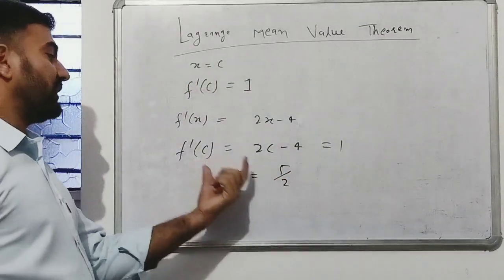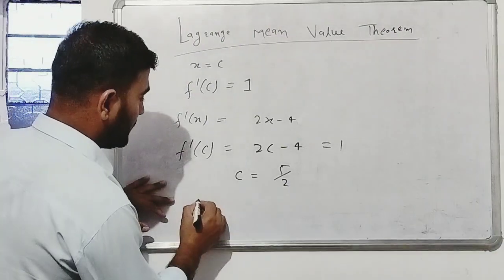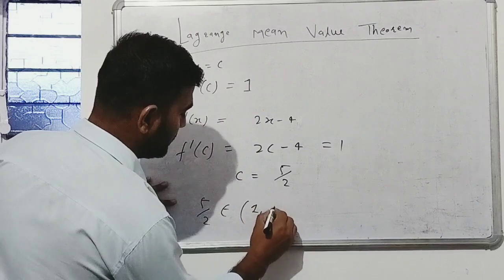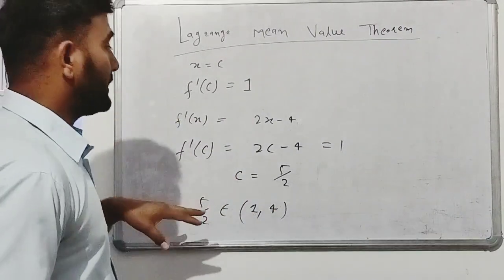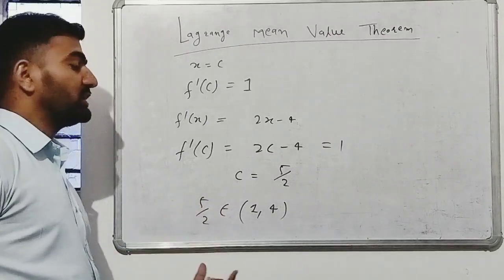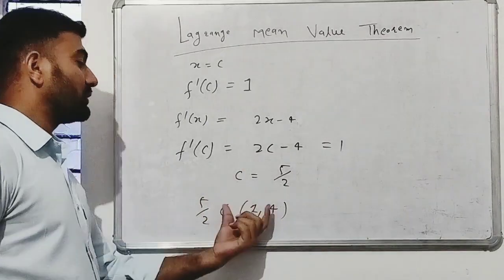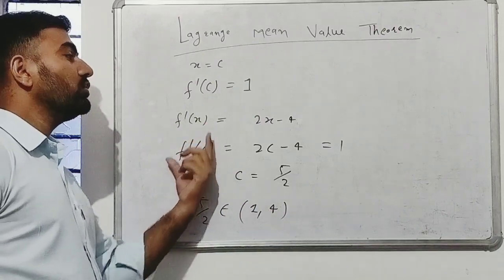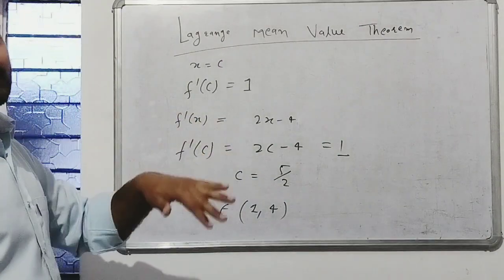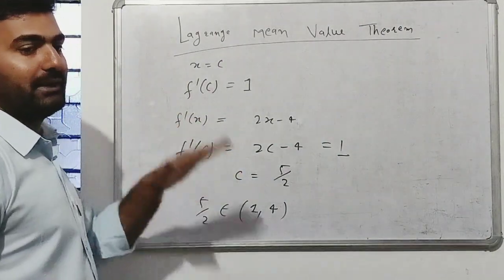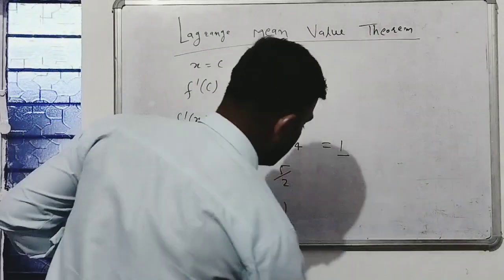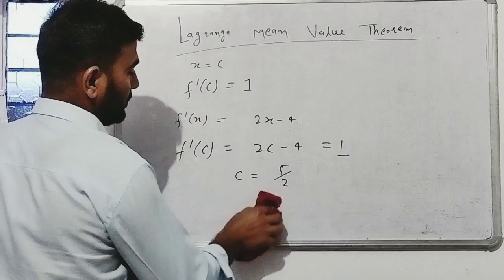Now we can observe that the point 5 by 2 lies in the open interval 1 and 4. So through this example, we can understand that there exists a point x is equal to 5 by 2 in the open interval 1 and 4 for which f dash c is equal to f of b minus f of a upon b minus a, that is f4 minus f1 upon 4 minus 1. So this is an example through which we can understand the Lagrange mean value theorem in a better way.